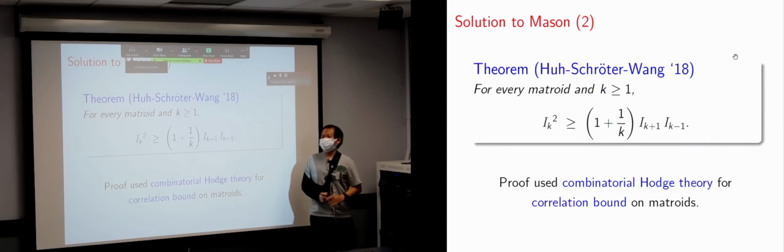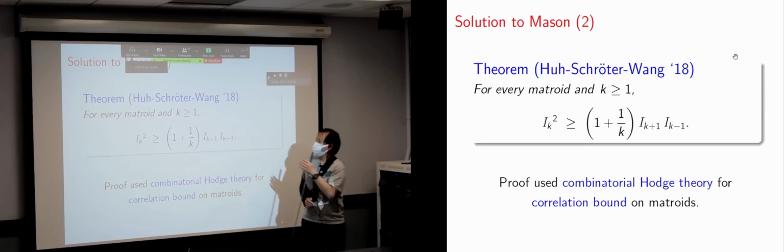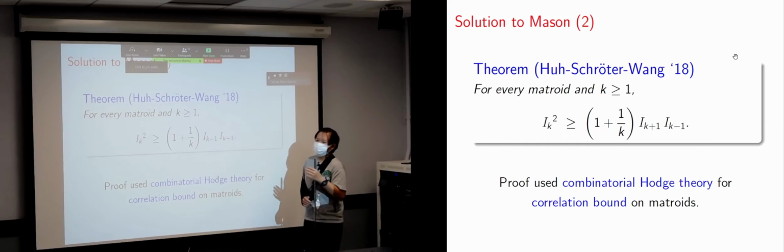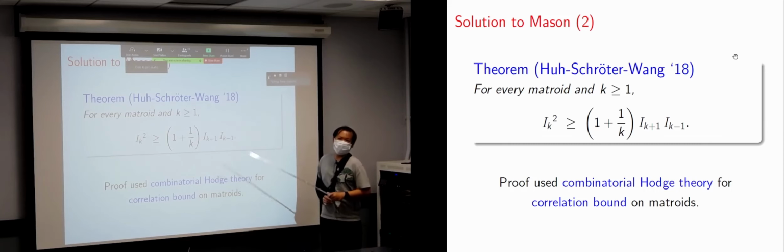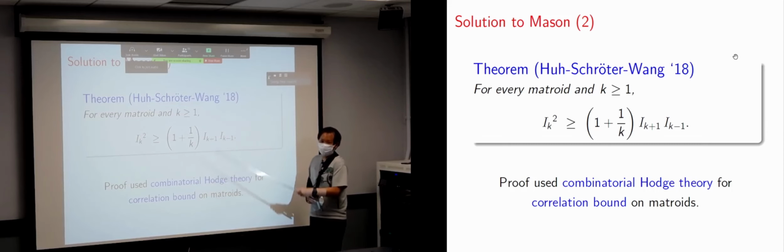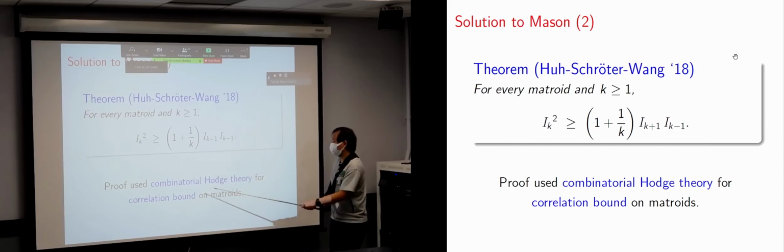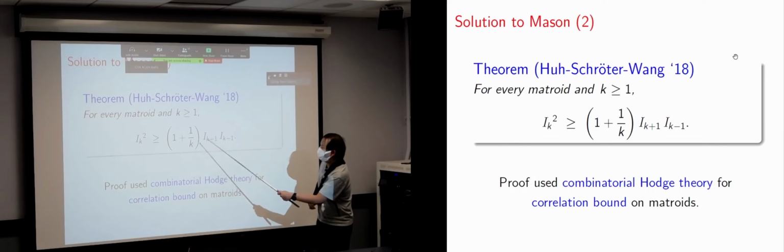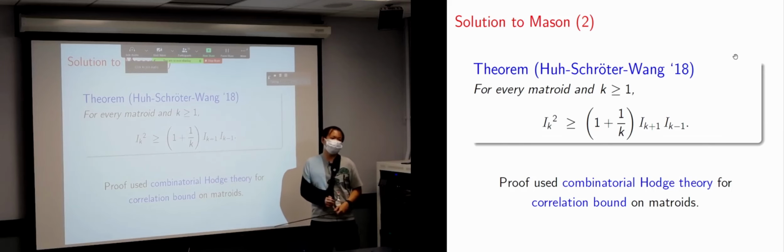This idea is pushed even further in a next paper by Huh, Schröter, and Wang, where they show that, yes, the second Mason conjecture is true with this extra constant of 1 plus 1 over k. This constant comes from using combinatorial Hodge theory, but they don't apply it to the independent sets directly. They applied it to this thing that we call the positive correlation bound. And when they apply it to this more refined structure, it turns out that this number 1 plus 1 over k just pops out at the end.